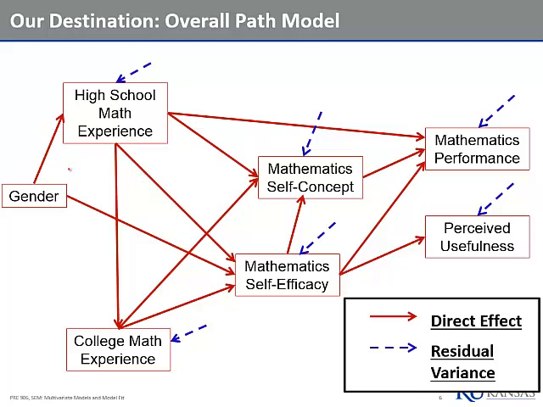That is as opposed to a variable like gender right here, which we would call an exogenous variable. It is external to the model itself, which means it may vary, but we're not going to describe or explain why it varies. It's just that it varies, right? Clearly, gender varies. We don't need a model to describe why it varies. As long as we know what your gender is, we might be able to predict how much experience you had in high school or what your self-efficacy for mathematics might be.